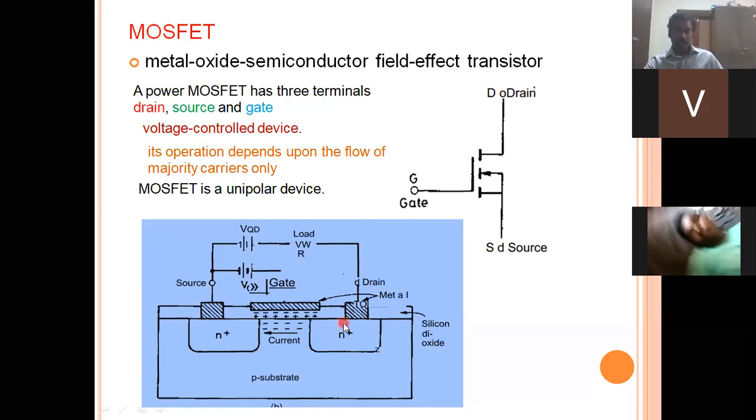So you may consider this much related to these MOSFETs. After that, we may move to the BJTs.